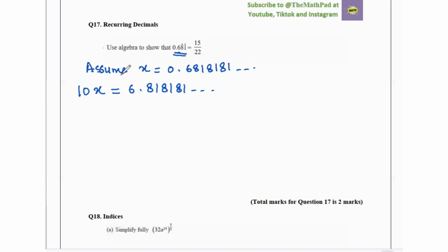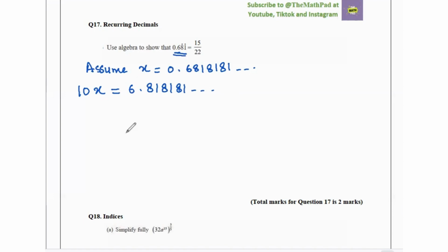Now, if we compare x with 10x, we can see that we've moved the decimal one place to the right-hand side. And our goal, based on what's given in the question, is that we have to get rid of the decimal and convert this recurring decimal into a fraction. This has to be done without using a calculator. You have to show the steps. So 10x gives us 6.8181 and so on.